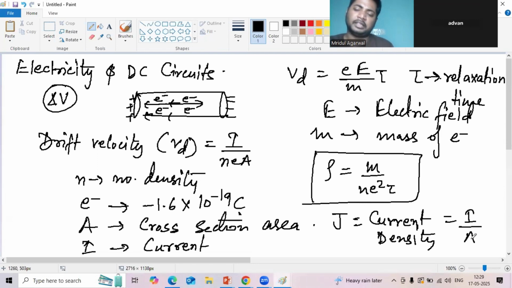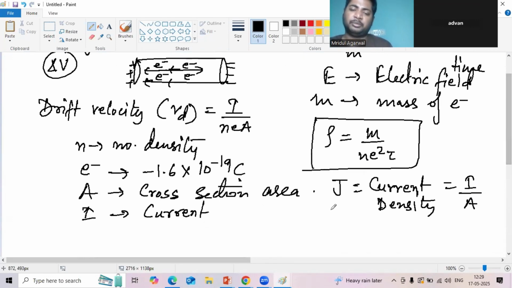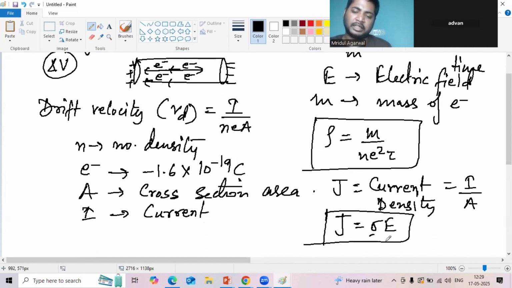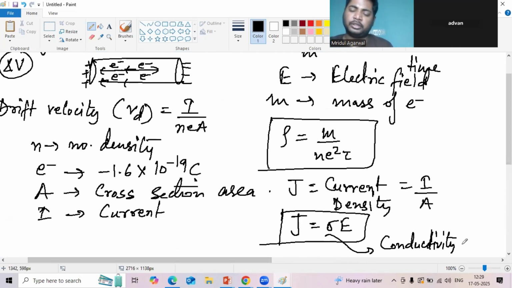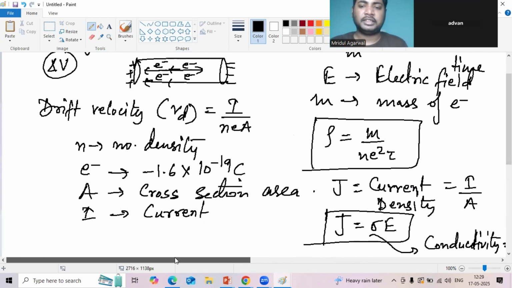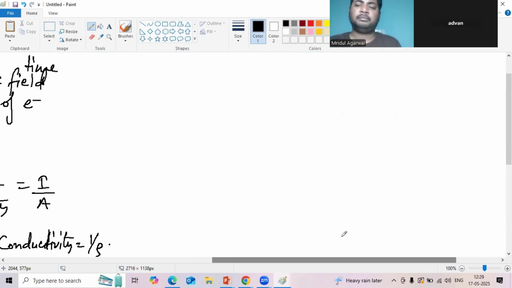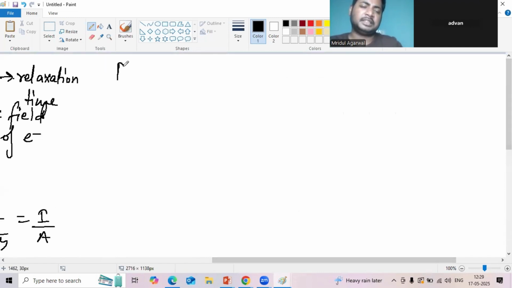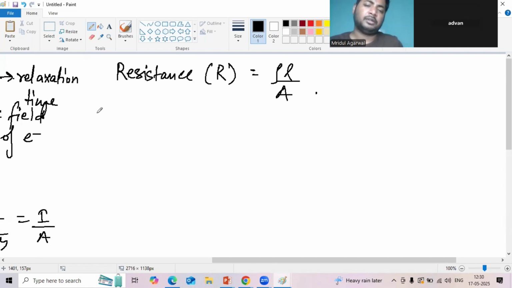I per unit area. I know that this J is equal to sigma times E, where sigma is your conductivity, that is 1 over resistivity. This you need to remember. E is your electric field, J is the current density. So once you use all of these relations, you come up to the definition of resistance, which is given by R equals rho L over A, where A is the cross-section area and L is the length.